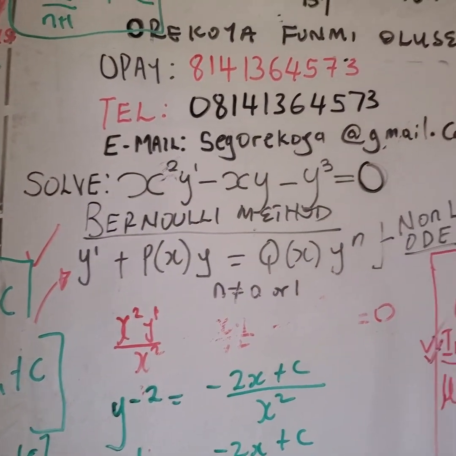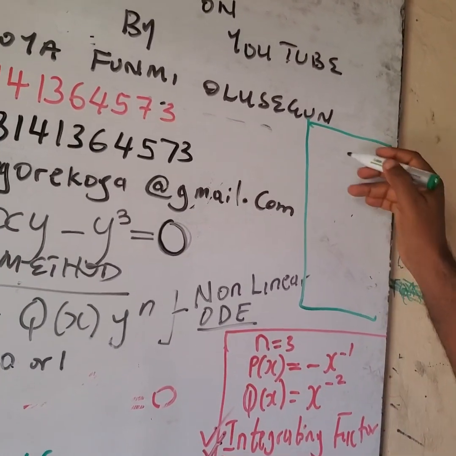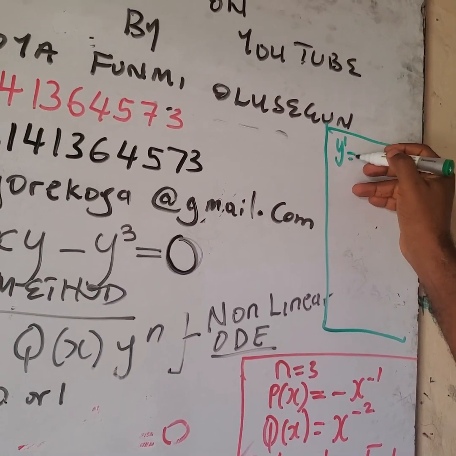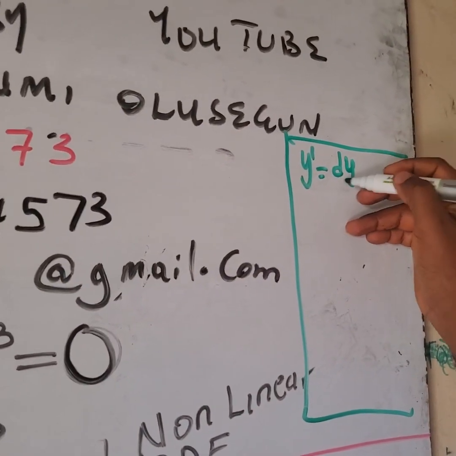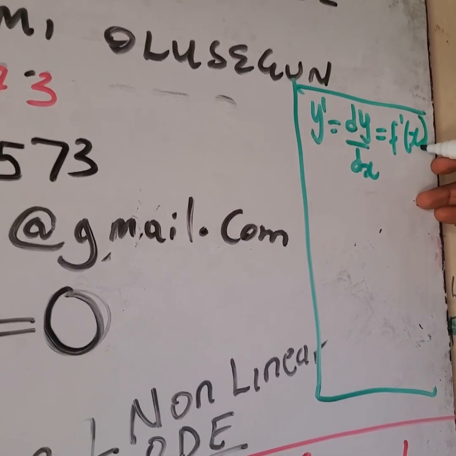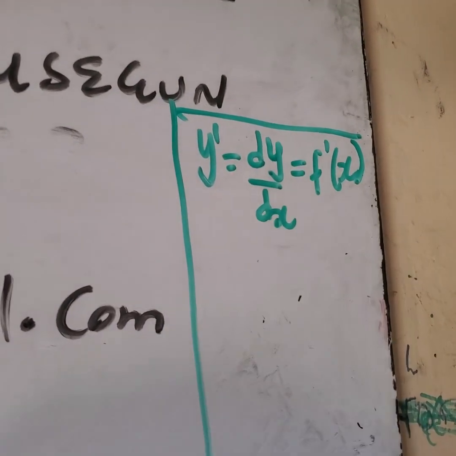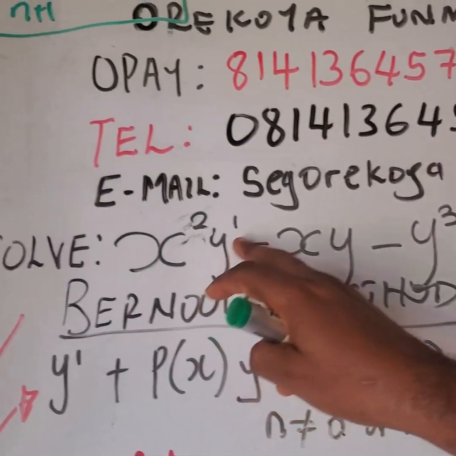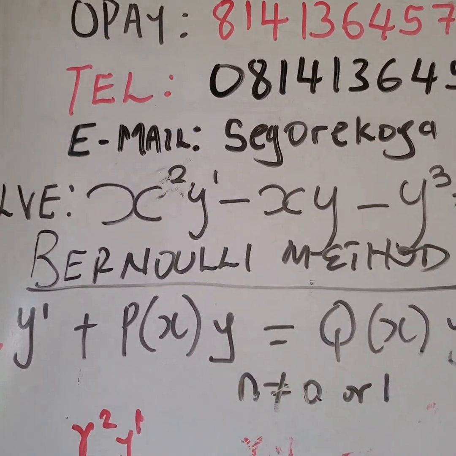Now, to round up this particular solution, I want us to take note of something. When I say y prime, it actually means dy dx, and it also means f prime of x. Please, I want you to take note of that. So this equation that I actually have as y prime actually means x squared dy dx.